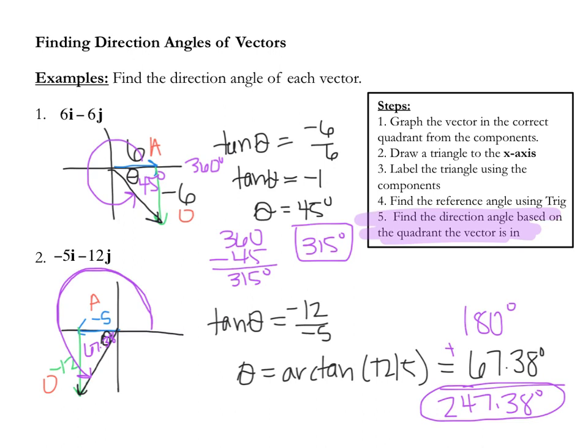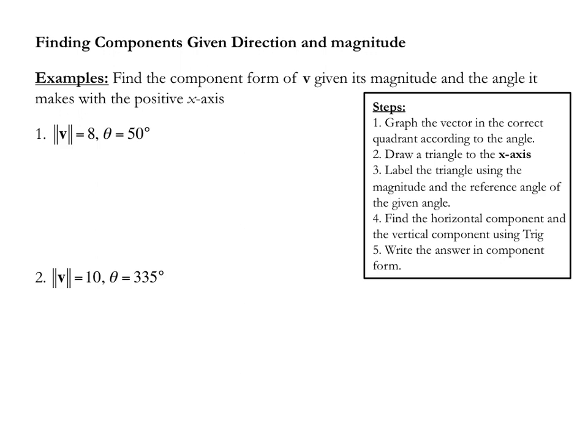Alright, one more page. This is just the reverse of what we did on the other pages. They want to find the component form of the vector if we know its magnitude and its direction. So we're going to again start by graphing. For me, these are all visual. Once you get the visual, it's really easy to understand what your next step is.